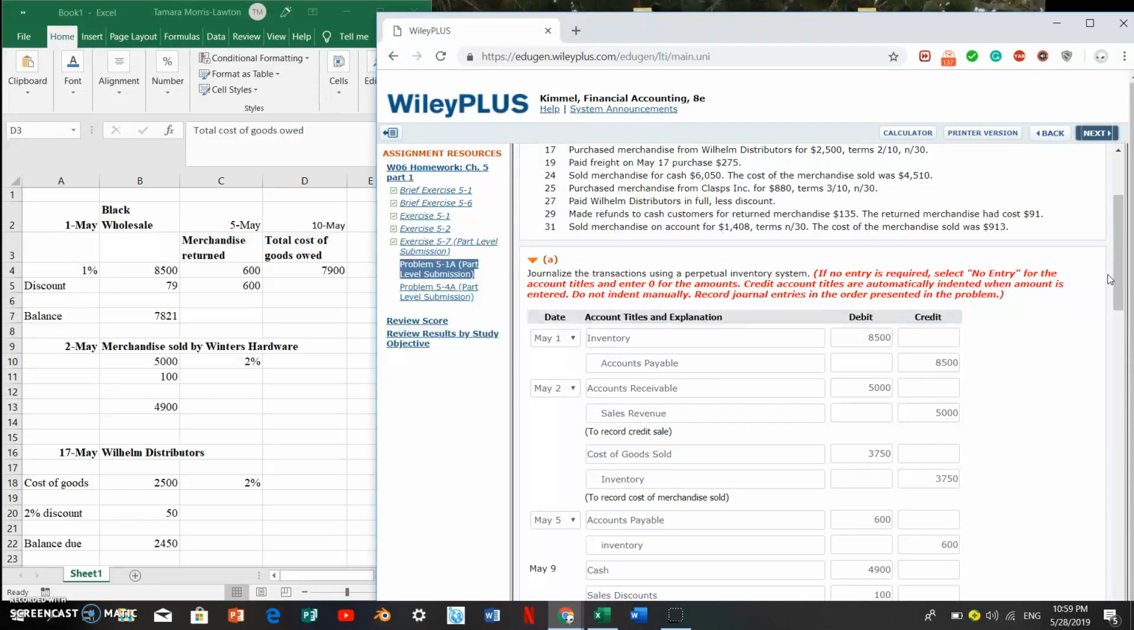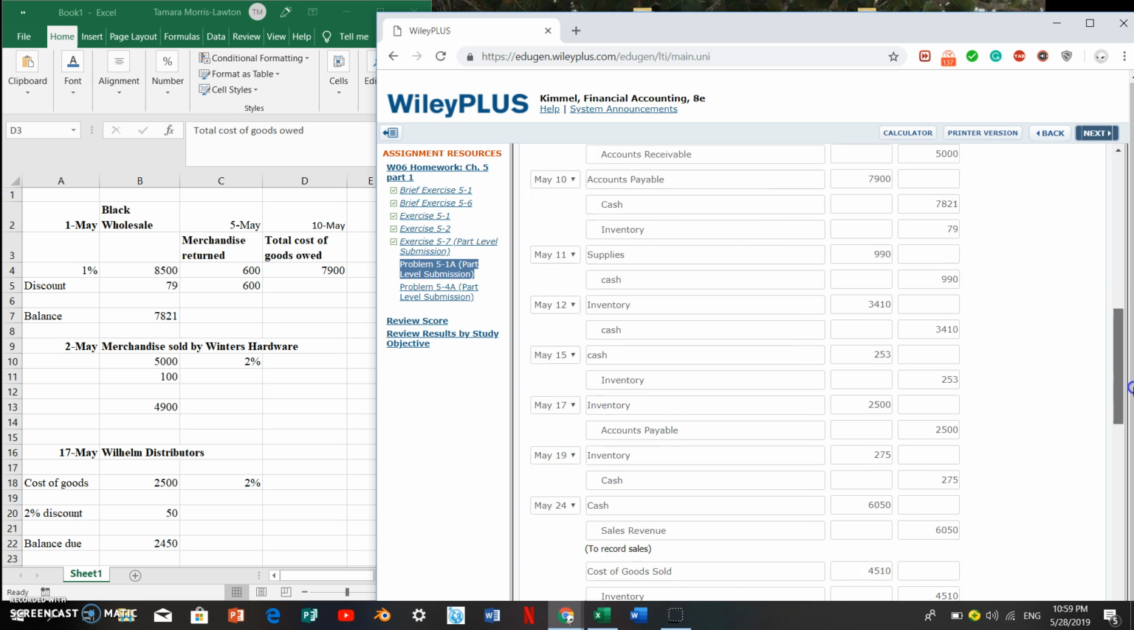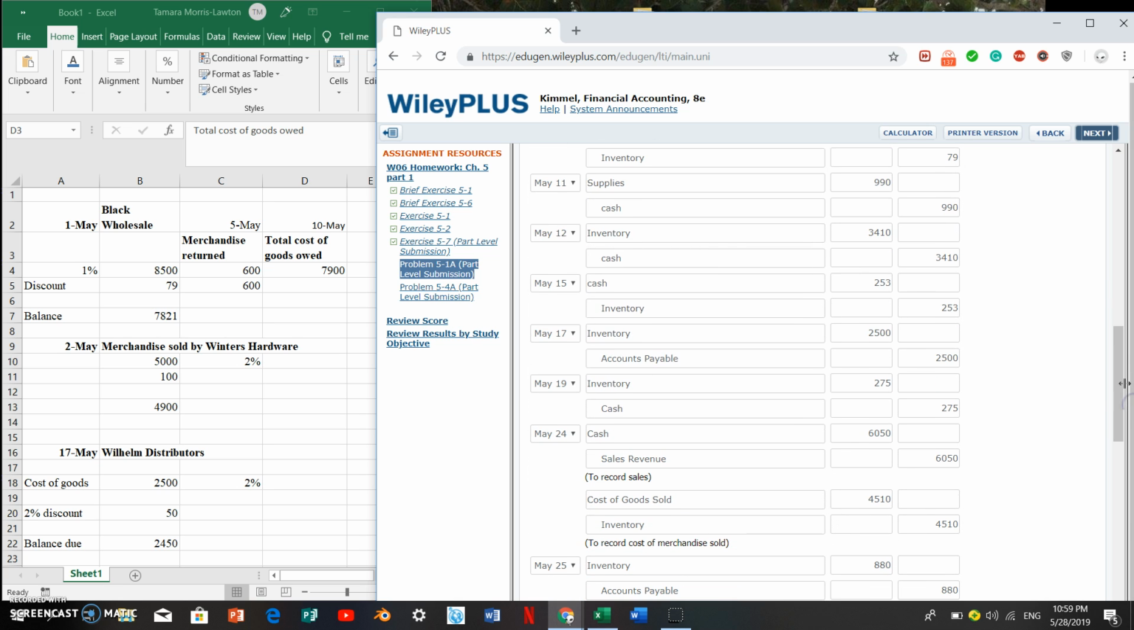On May 24th, they sold merchandise for cash for $6,050, and the cost of that merchandise sold was $4,510. So on May 24th, we would reflect the cash that they received from the customers of $6,050 for the merchandise they sold them, and we would credit the sales revenue account to show the increase in sales of $6,050.